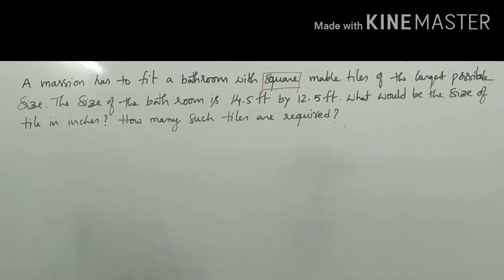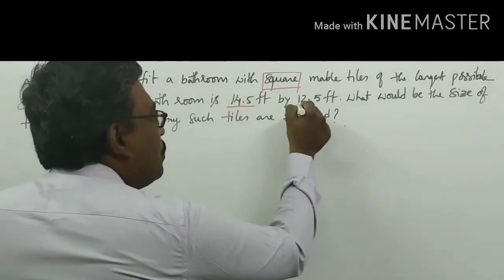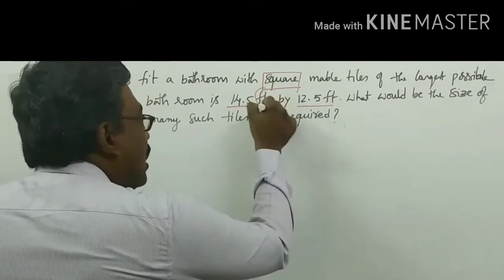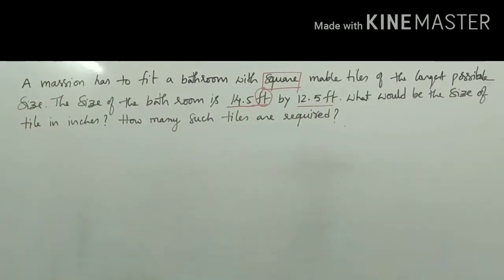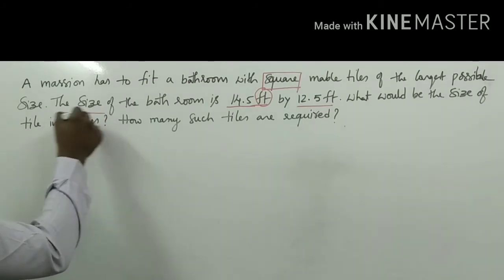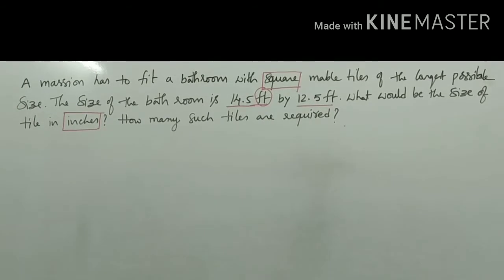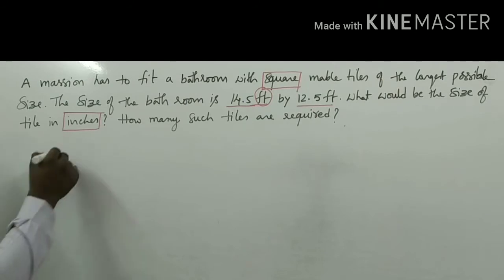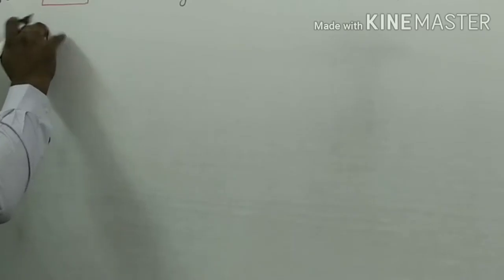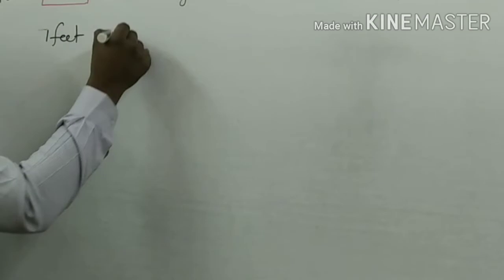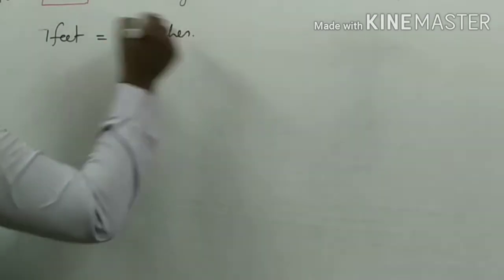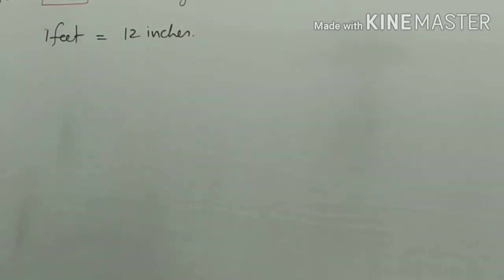And the size of the bathroom is given as length and breadth. Dimensions are given in feet. What would be the size of the tile in inches? So we need to convert feet into inches. For that, 1 foot is equal to 12 inches.